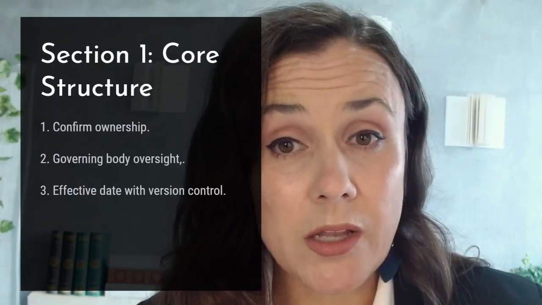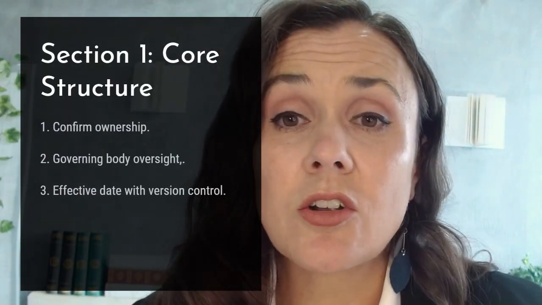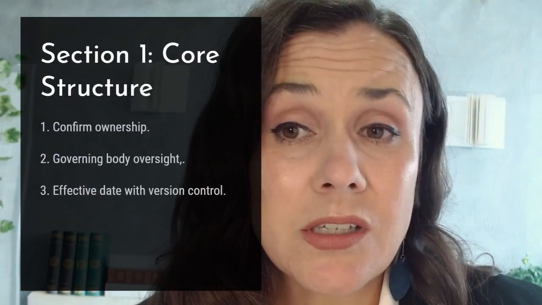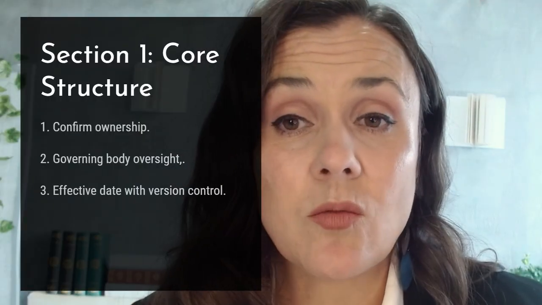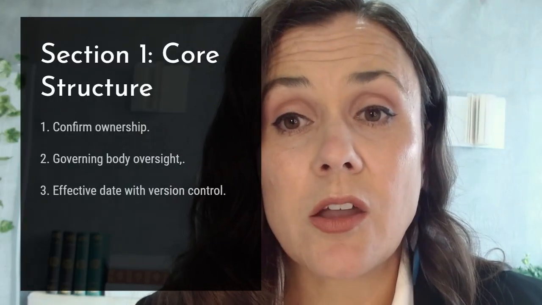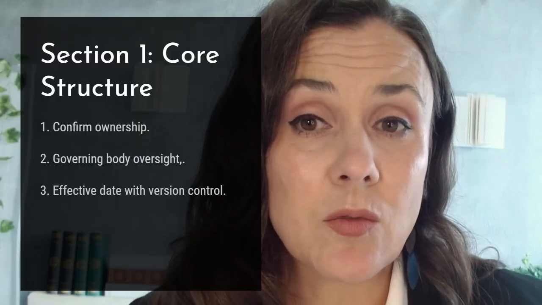Let's quickly walk through what you'll be assessing. Section 1 is your core structure. Does your cost allocation plan clearly name who owns it? How does your governing body provide oversight? And the effective date with your version control. Make sure you've documented when this took effect and if it was changed.